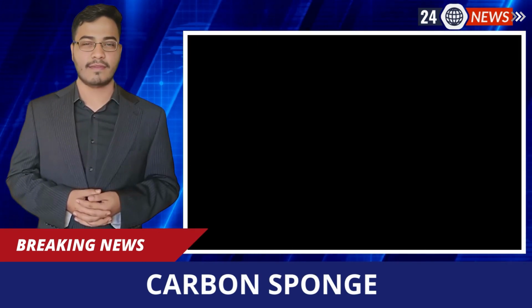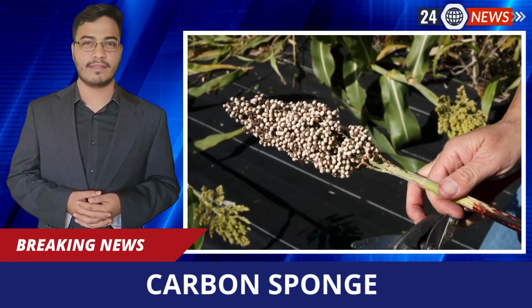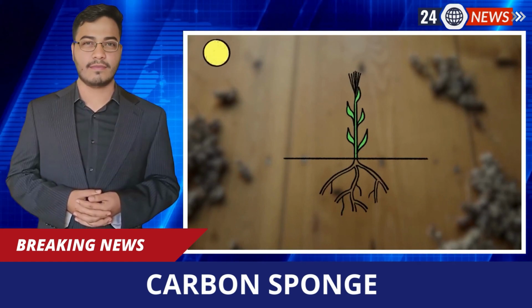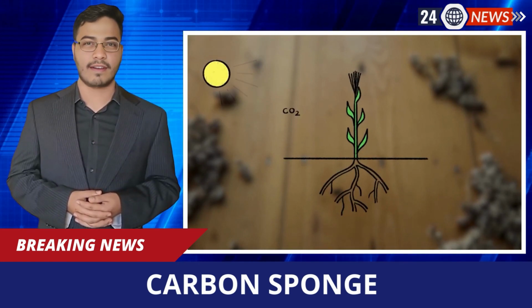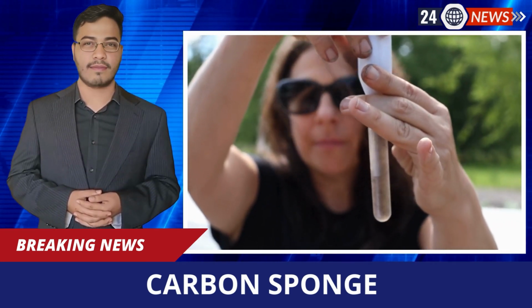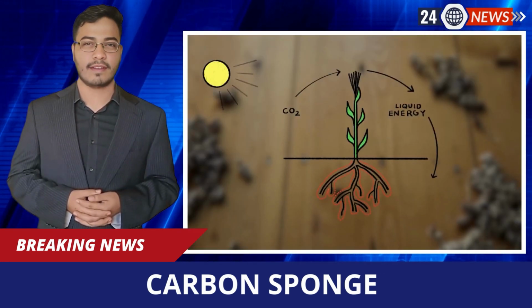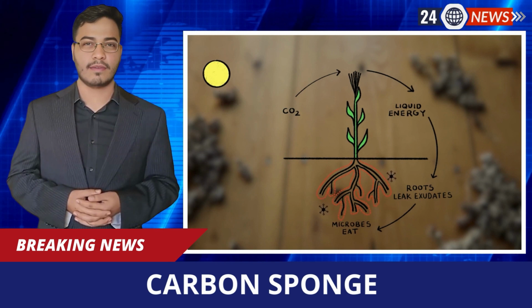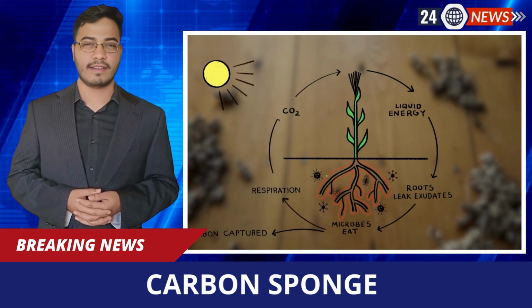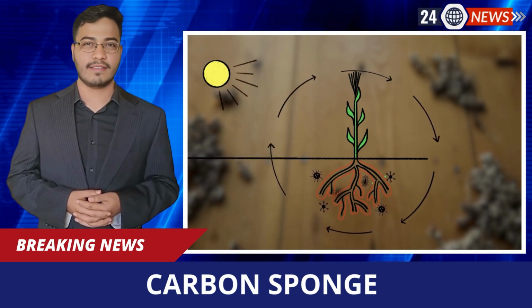The plant, aptly named carbon sponge, possesses an unparalleled ability to absorb carbon dioxide from the atmosphere. Lead researcher Dr. Emma Green explains, "We've never seen anything like this before. The carbon sponge can absorb CO2 at a rate 50 times higher than any other known plant species."